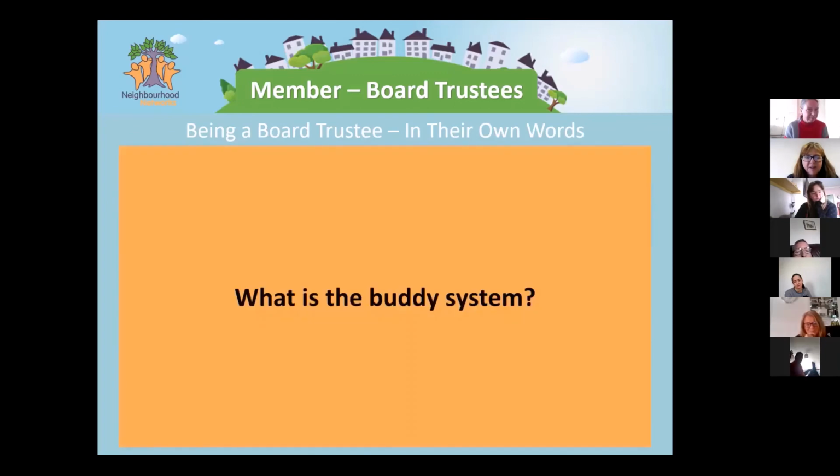And what's the buddy system? Each member and non-member trustee buddies up. So myself and Ross, the chair, are buddies.